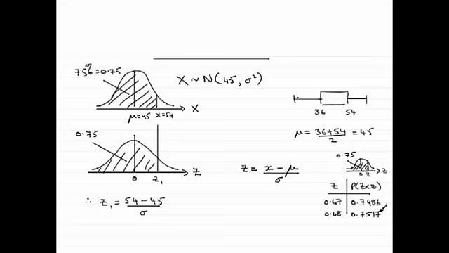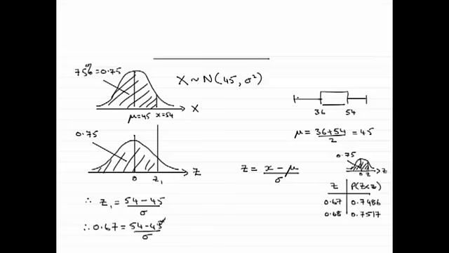Now this is 17 units more than 0.75. This is 14 units below 0.75. So in fact, this is the closest value. So the Z value will be 0.67. That's this value here will be 0.67. So all you've got to do is put 0.67 in there equals 54 minus 45 over sigma.